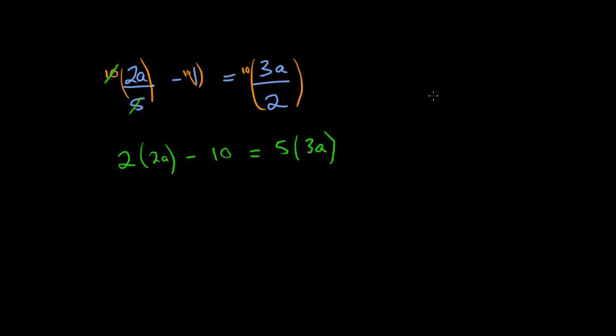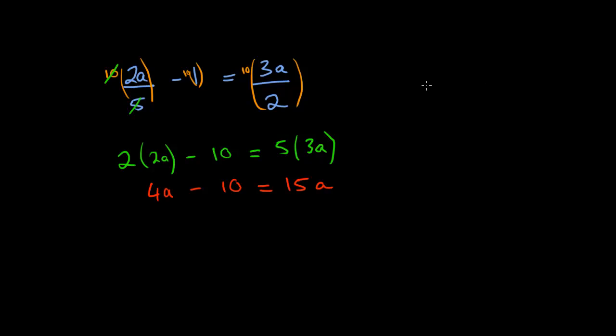Now again, it's up to you on how you do the second line. You don't need to do the second line. You might actually do what we did last time and put the 2 up here and the 5 there. It's up to you on how you do that. I'm just showing you exactly where we come from. So we now have 2 times 2a is 4a minus 10 equals 15a.